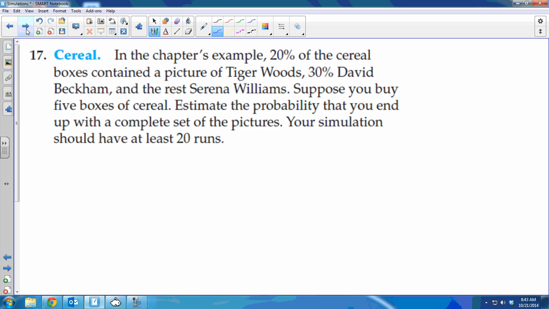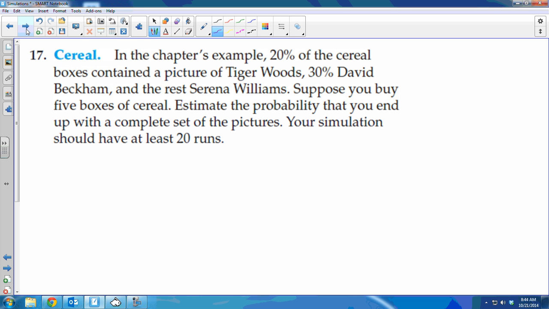So, in the chapter's example, 20% of the cereal boxes contained a picture of Tiger Woods, 30% David Beckham, and the rest Serena Williams. We did this yesterday, but this is going to ask us to do something different. Suppose you buy 5 boxes of cereal. Estimate the probability that you end up with a complete set of the pictures. Your simulation should have at least 20 runs.